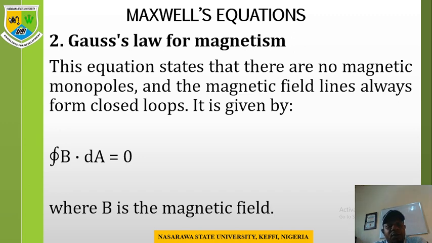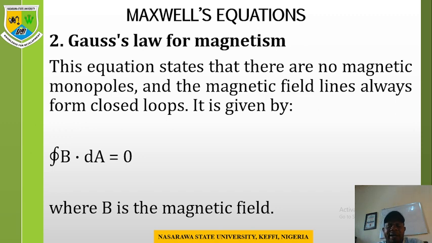The next equation of Maxwell is Gauss' law for magnetism. You can see that just like the course is electricity, magnetism, and then we have another term that is electromagnetism. That is the bringing together of electricity and magnetism. Maxwell's equations talk about electricity and magnetism as well. The first one is about electricity, and this one is now about magnetism. This equation states that there are no magnetic monopoles, and the magnetic field lines always form closed loops.